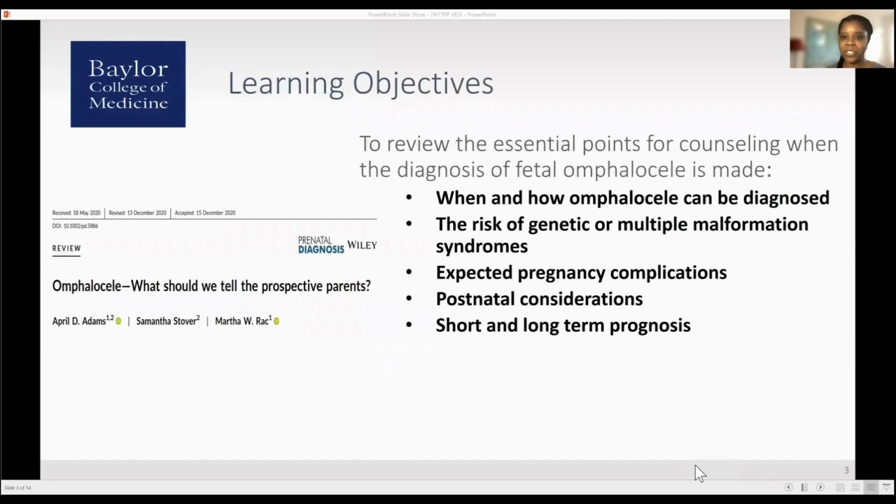The objectives for today are to review the essential points for counseling when the diagnosis of fetal omphalocele is made, including when and how omphalocele can be diagnosed, the risk of genetic or multiple malformation syndromes, expected pregnancy complications, postnatal considerations, and short and long-term prognosis.